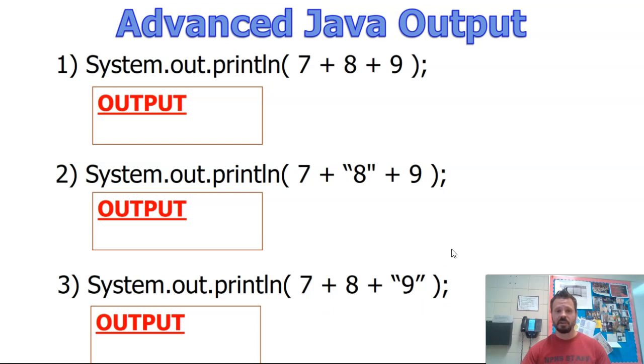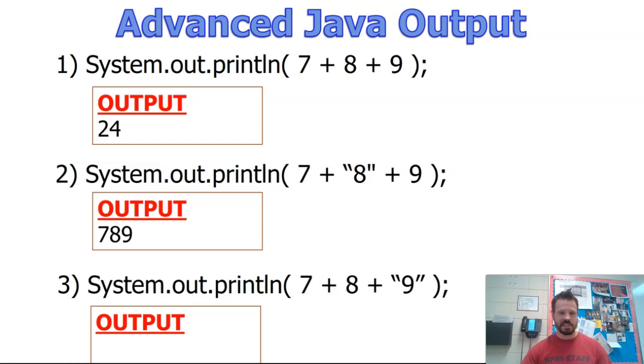Let's take a look at what happens with each of these. In the first case, 7 + 8 + 9, Java's just going to add those together. 7 + 8 + 9 is 24, and it's going to print the result of that, 24. Pretty straightforward.